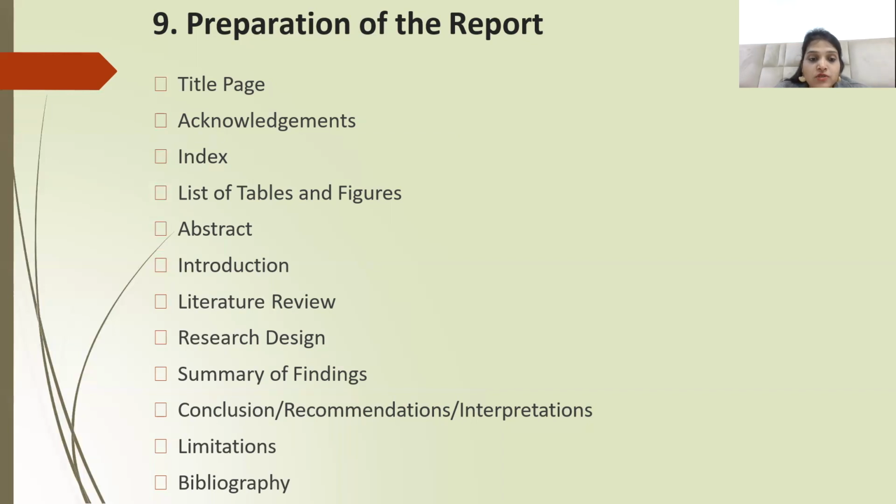You have introduction, you have literature review, you have research design, you have summary of findings, conclusions, recommendations, interpretations. Clearly mention your limitations and give the bibliography.